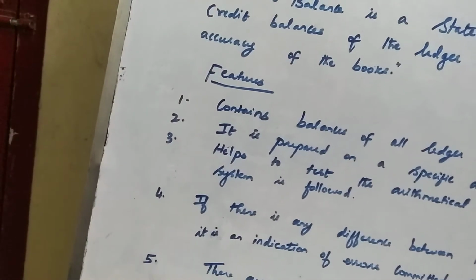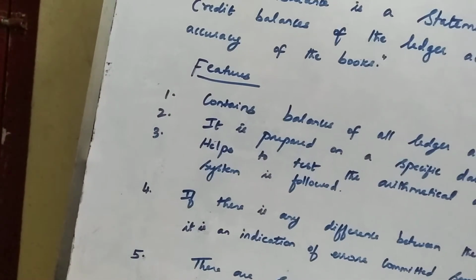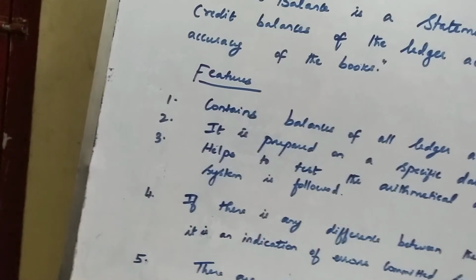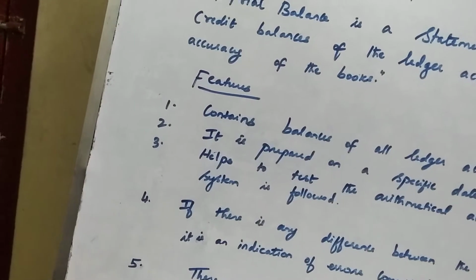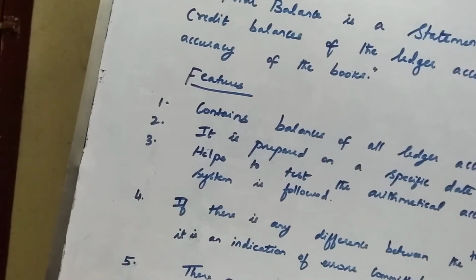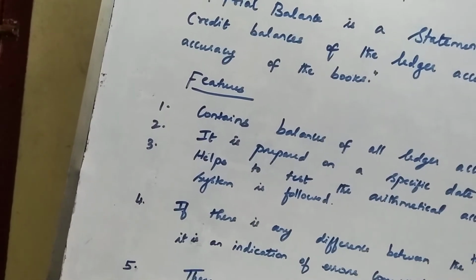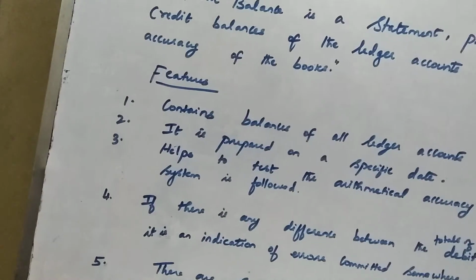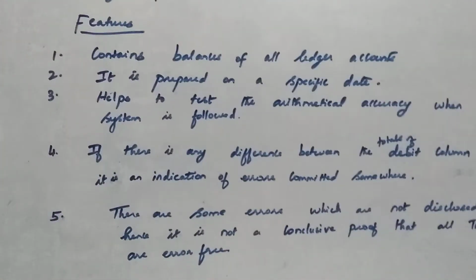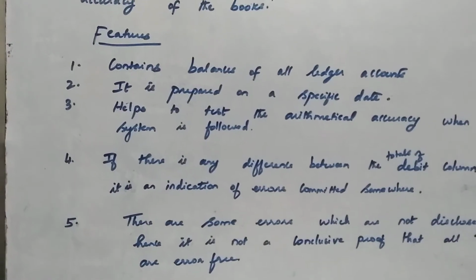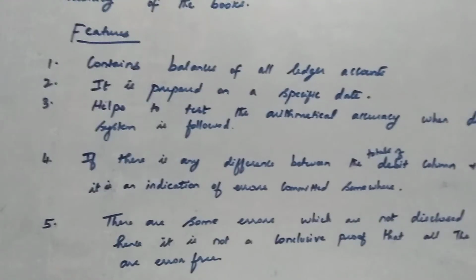We may think that if the trial balance gets tallied, it is error free. Not like that. Errors like compensating errors cannot be disclosed by the trial balance. So we can say that trial balance is not a conclusive proof that the ledger balances are error free. So these are some of the features of trial balance.